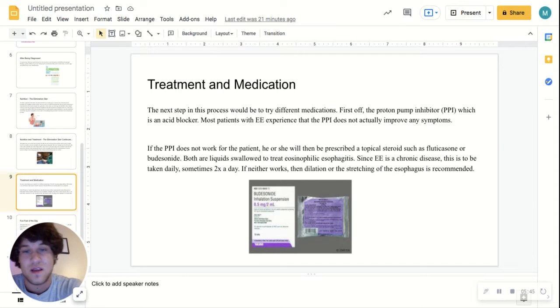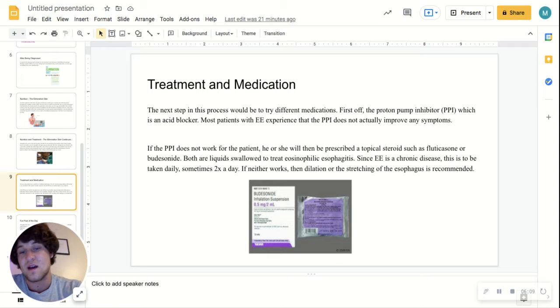So treatment and medication. The next step in this process would be to try different medications. And first off, the proton pump inhibitor, also known as the PPI, which is an acid blocker. And most patients with EE experience that the PPI does not actually improve any symptoms.